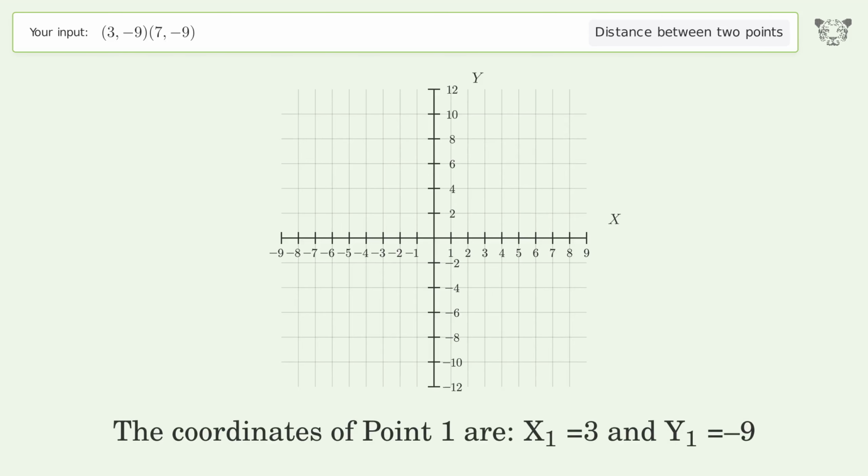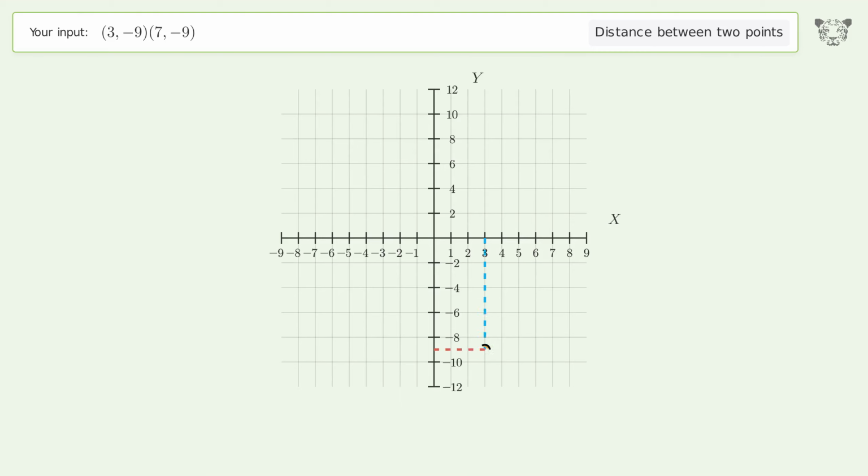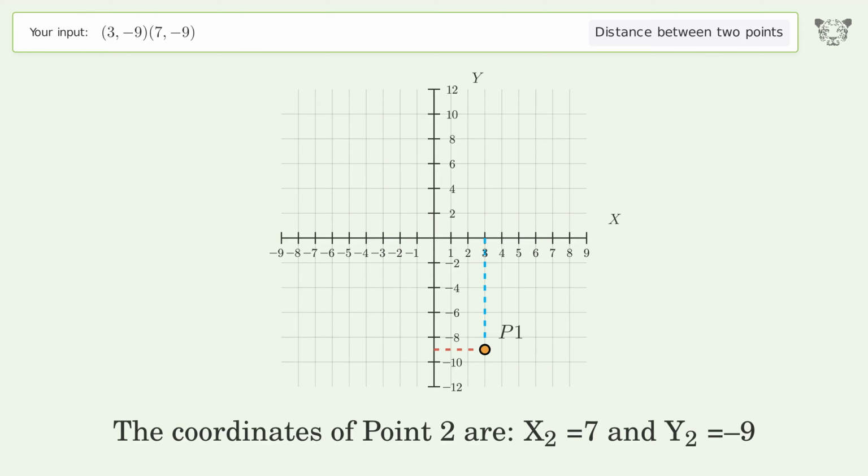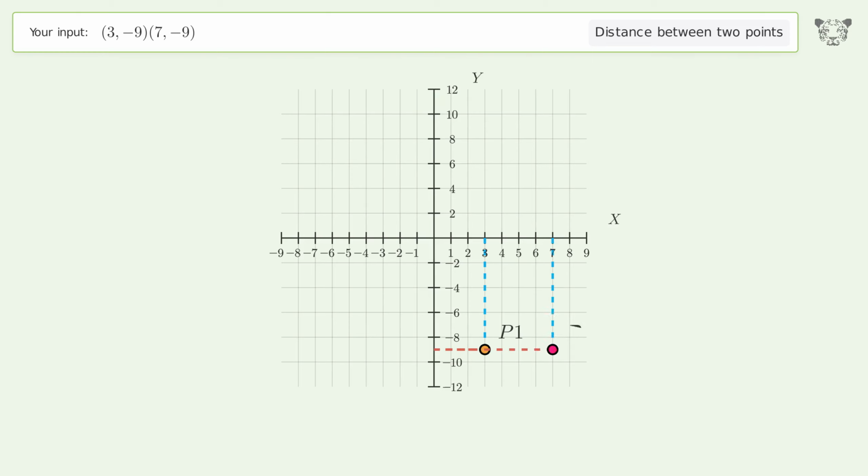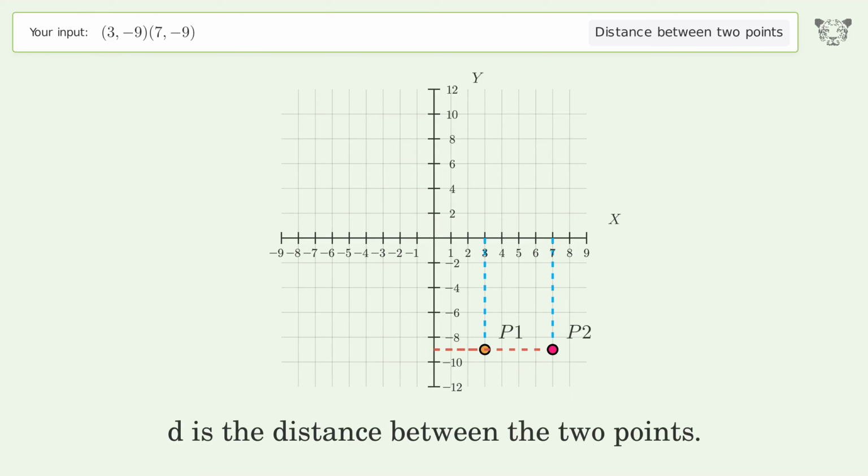The coordinates of point 1 are, x1 equals 3 and y1 equals -9. The coordinates of point 2 are, x2 equals 7 and y2 equals -9. D is the distance between the 2 points.